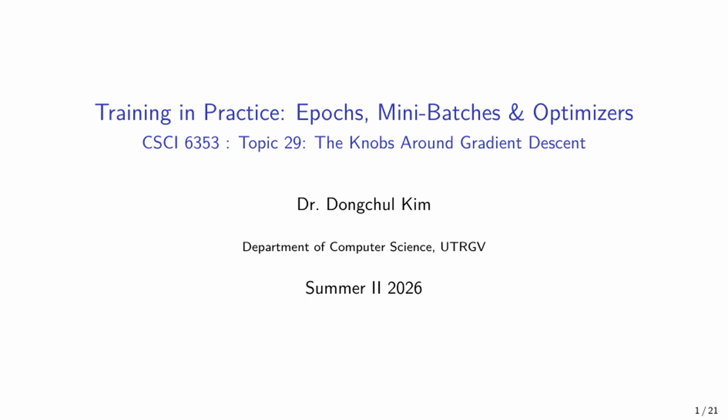Welcome back. This is Topic 29, Training in Practice. Epochs, mini batches, and optimizers. Every training loop we have written so far quietly made a handful of choices for us. Today, we finally name those choices and see how each one changed the result.